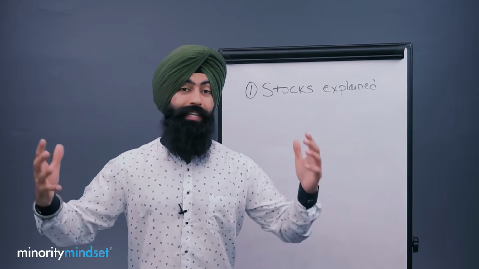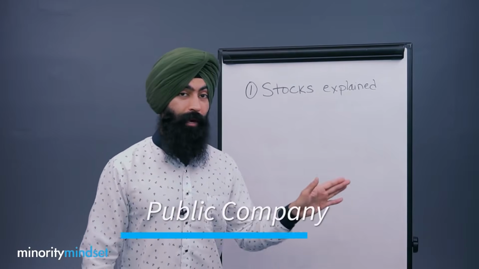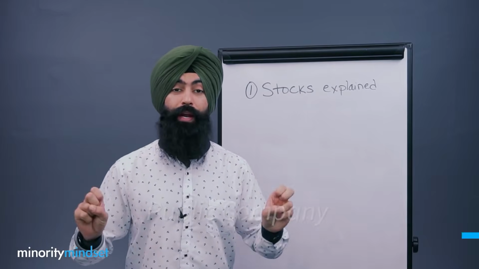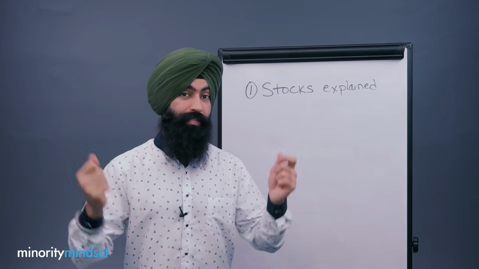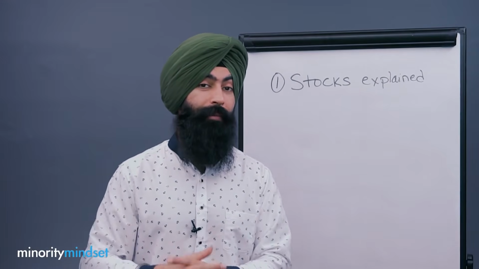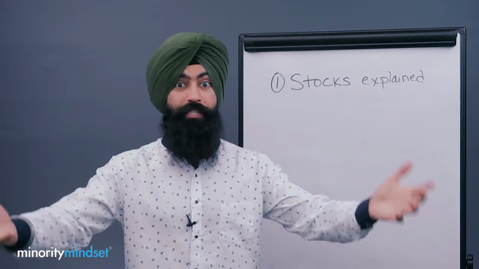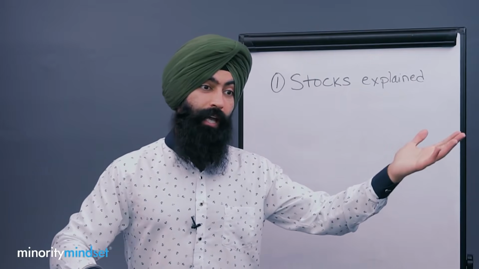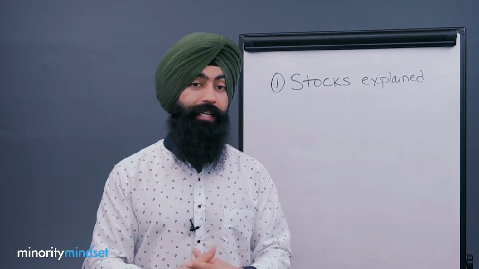A company that trades on the stock market is known as a public company because this company is publicly traded, meaning anybody can go and buy shares of this company on the stock market. You can compare that to a private company, kind of like ours, Minority Mindset, because you can't buy shares of Minority Mindset on the stock market. If you wanted to buy an ownership stake in Minority Mindset, you would have to call me up and I would say, sorry, we're not selling.